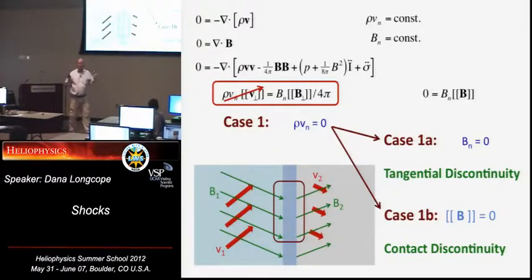These have two different names. Well, sorry, this has one name. This is the contact discontinuity. This is called the tangential discontinuity. Sorry, there's not a huge amount of jargon, but this is what we've got. Okay, so we've got two possibilities here. The tangential discontinuity: both the mass flux and the normal magnetic field vanish at the shock. Case 1b, the contact discontinuity: the normal component is not 0, and the magnetic field is constant.